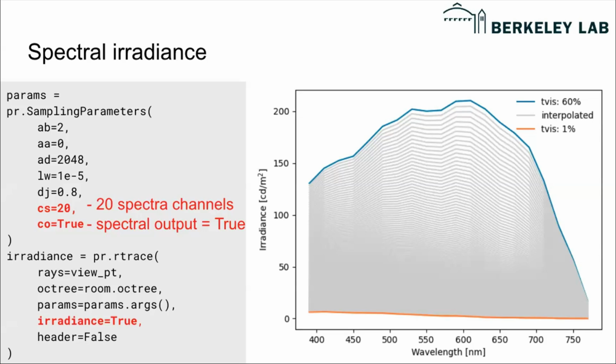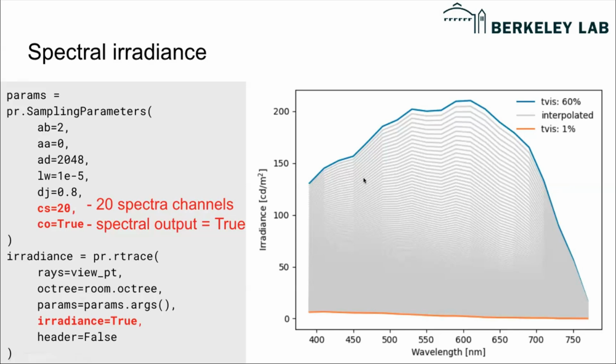So this is showing spectral irradiance. The key thing to get a spectral irradiance is through using rtrace. So just like rpict, you are going to provide your viewpoint and then your octree and then the parameters right here. That is shown above, same thing, CES will be equal to 20 channels, and then spectral output will be equal to true. And then another thing to notice is that we are interested in irradiance, so you've got to turn irradiance equal to true.